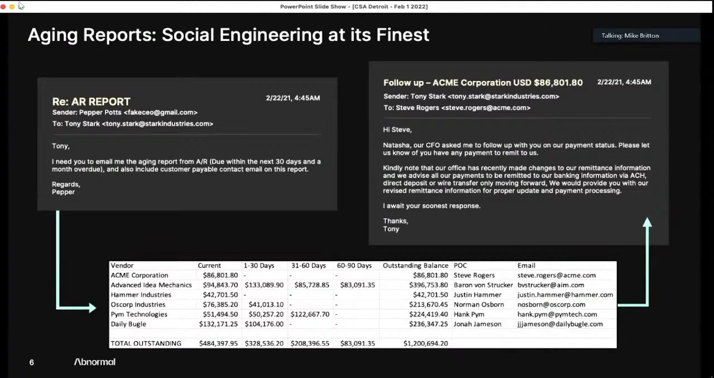Another example that isn't quite as common, but is very effective, we call the aging reports. It's really a social engineering attempt to get victim A to provide personal sensitive information about their customers or clients. And then the attacker takes that information and says, hey, I'm so-and-so, pretending to be victim A. You owe us $86,000 for an invoice. We changed our bank account. Can you please settle up?